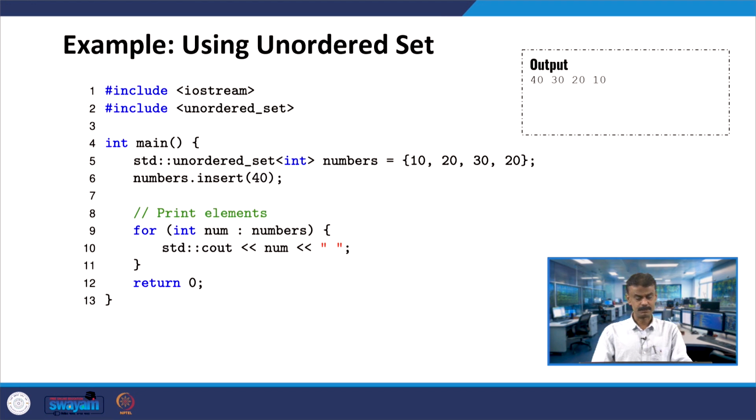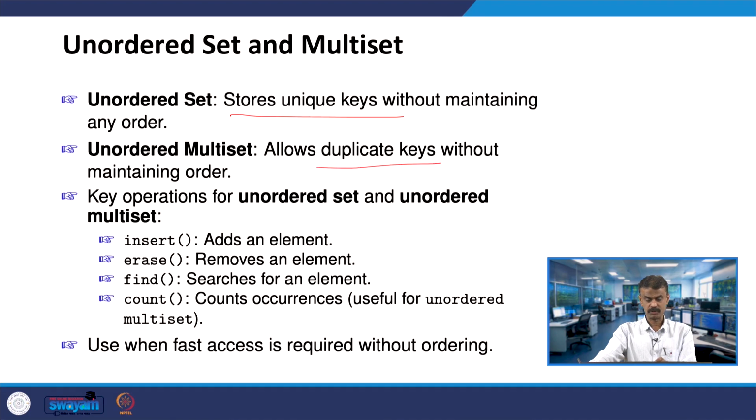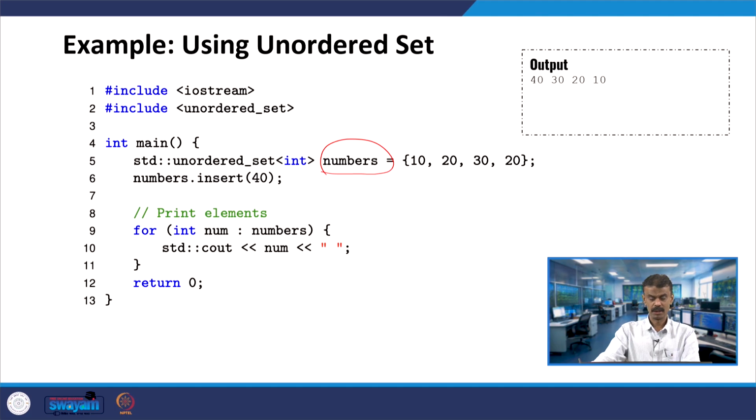So, let us take this particular example. Now, unordered set of numbers, that is an object. Here you can see the definition: unordered set stores unique keys without maintaining any order. But here we are finding a duplicate key, that is why I have gone back to the previous slide. Here we have duplicate keys 20 and 20. That is the initialization we are taking for the numbers. Unordered set is a class of integers.